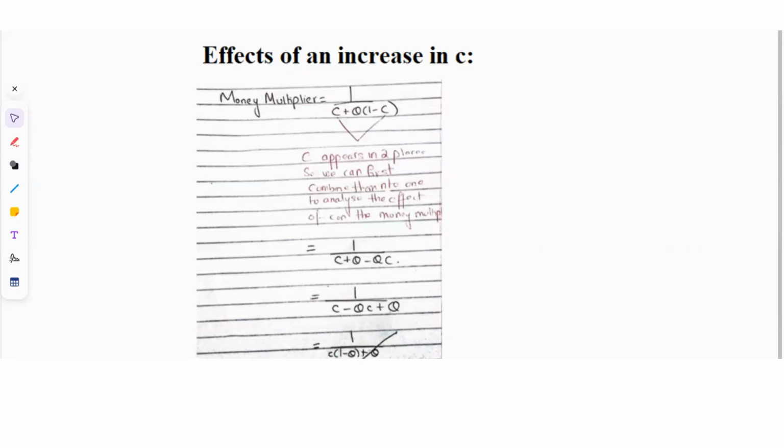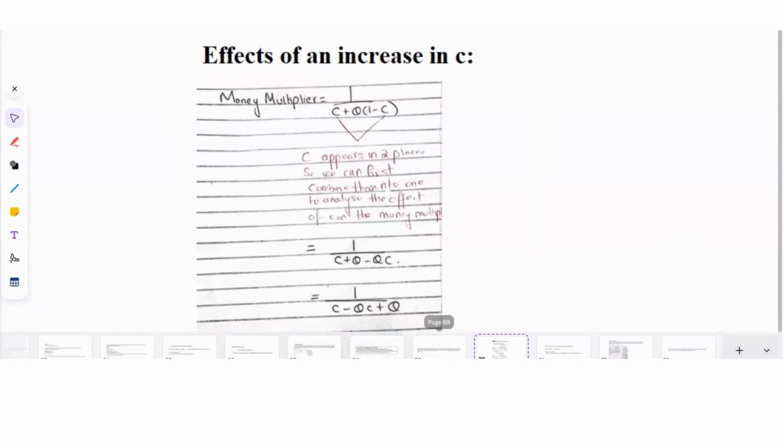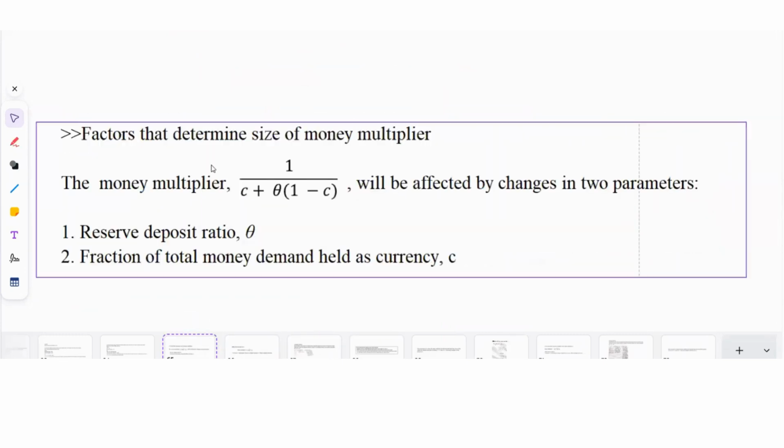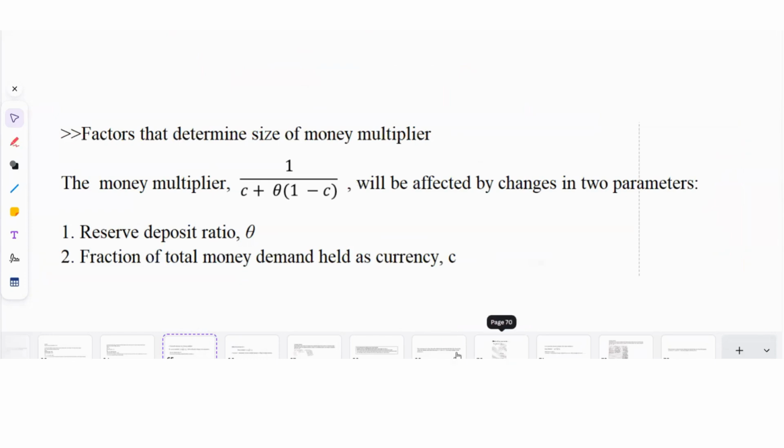We were looking at the money multiplier and what factors determine the size of the money multiplier. Here we looked at how the money multiplier is 1 by C plus theta, 1 minus C. So it's affected by change in two parameters. The first was the reserve deposit ratio theta, which we looked at earlier. Now second is C, which is the fraction of total money demand held as currency.